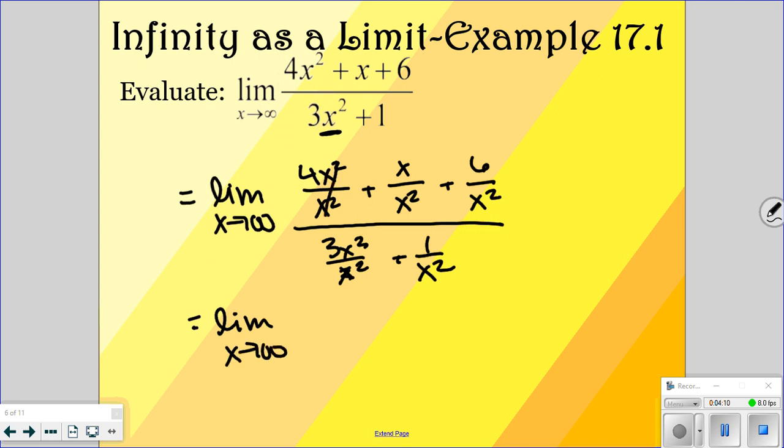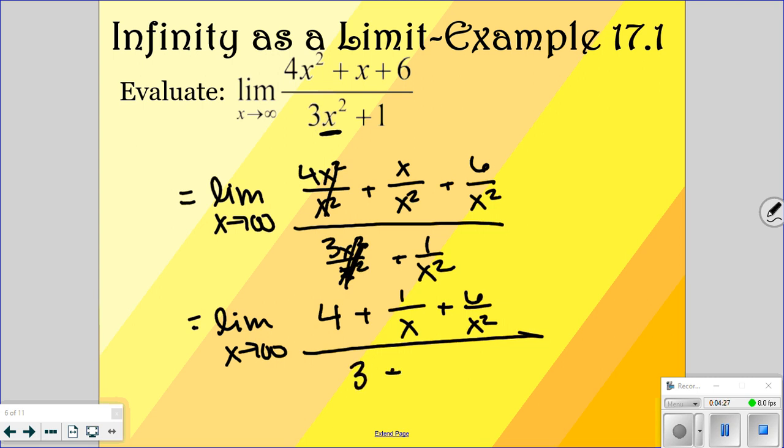So these x squareds are going to cancel and leave that as just a 4. On this next one, one of the x's will cancel, so we'll have 1 over x. And then on the last one, none of them cancel, so we have 6 over x squared still. On this next term, these x squareds cancel, so we just have 3. And then nothing simplifies on the next one, so we just have 1 over x squared.